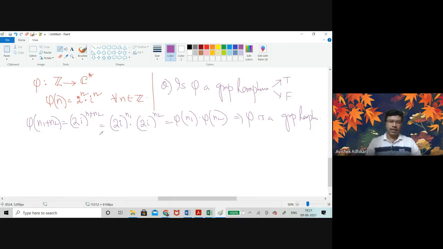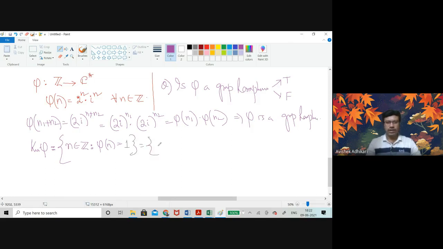Okay. So what is the kernel of phi? Just go by the formula. Kernel of phi means all such elements n belonging to Z such that phi of n should be, what is the identity element? 1.